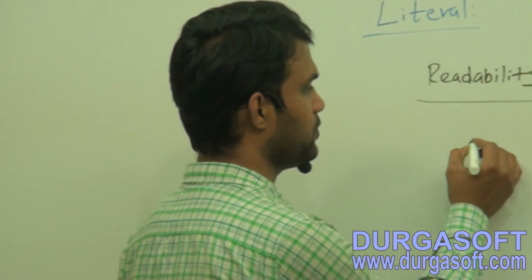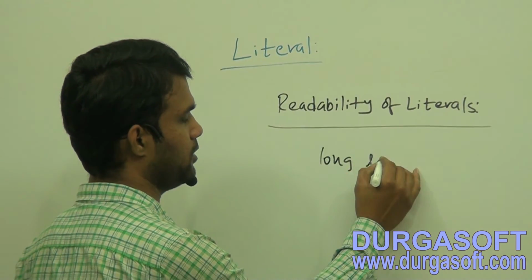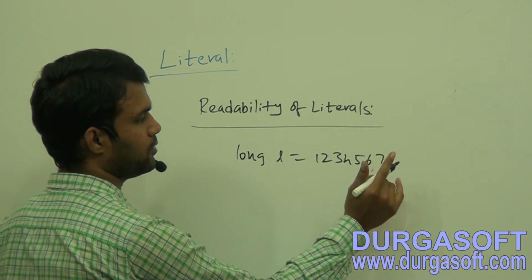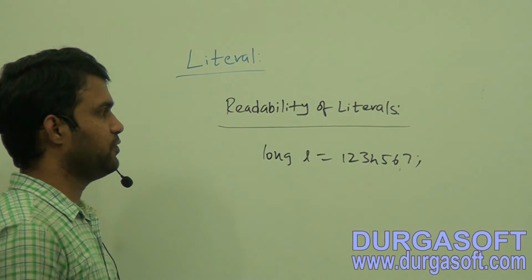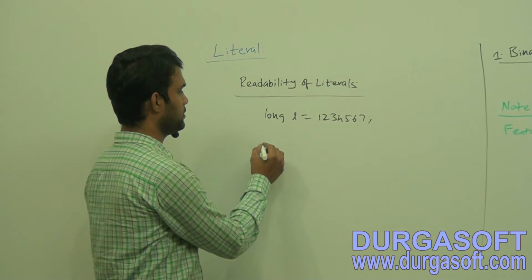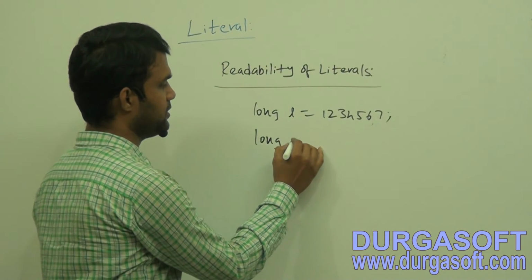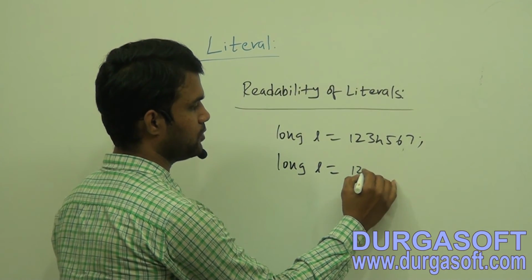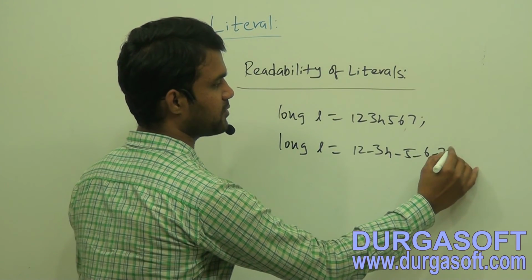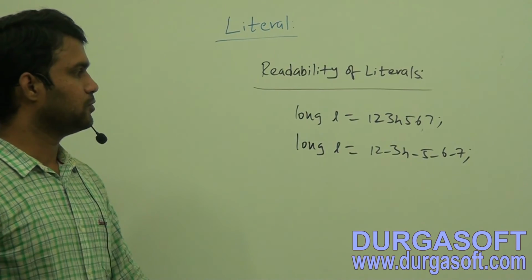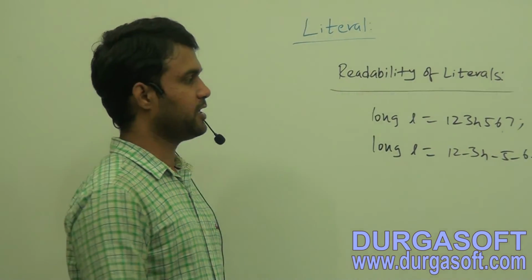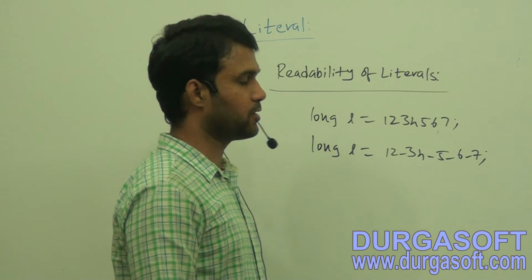For suppose assume that we have long l = 1234567. If you want to improve the readability of this literal, how can we do it? Within the literal we provide underscores like this: 12_34_5_6_7. Like this we can improve the readability of literals.